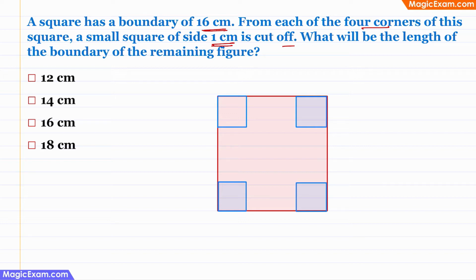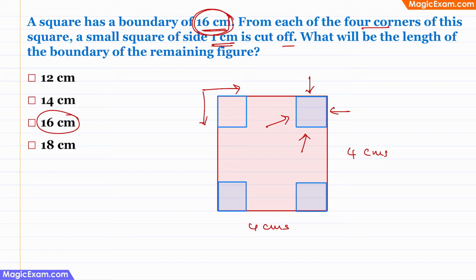Now, if the boundary of the original square is 16 centimeter, it means that each of the sides is 4 centimeters, right? And if you cut off a smaller square of 1 centimeter into 1 centimeter from each of the four corners, it means that you are removing 1 centimeter from this side and 1 centimeter from this side of each corner. But you are also introducing 1 centimeter and 1 centimeter into the boundary. Therefore, the net effect will be 0. So, the original boundary of the square was 16 centimeter, and after you cut these four smaller squares of 1 centimeter into 1 centimeter from each corner, it will still remain 16 centimeter itself. So, that is the correct answer.